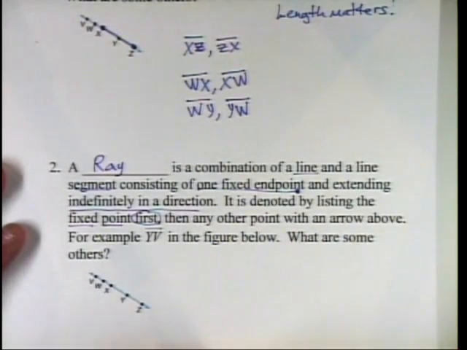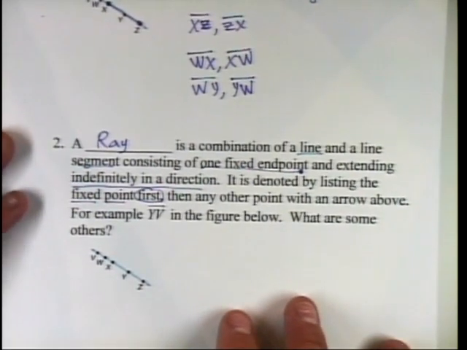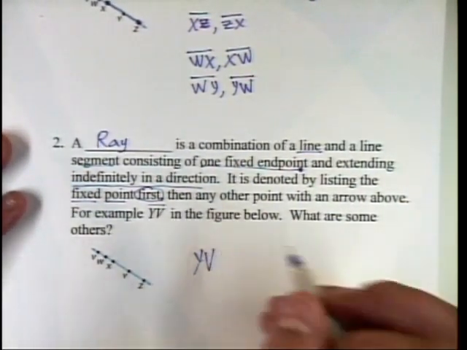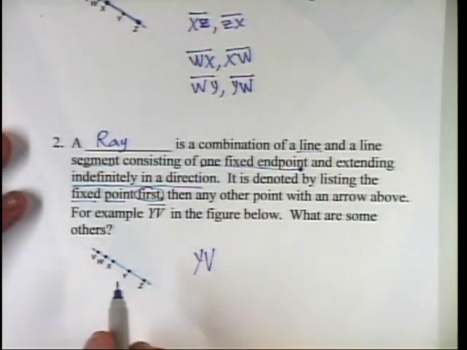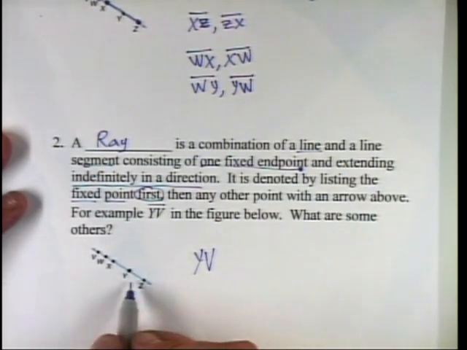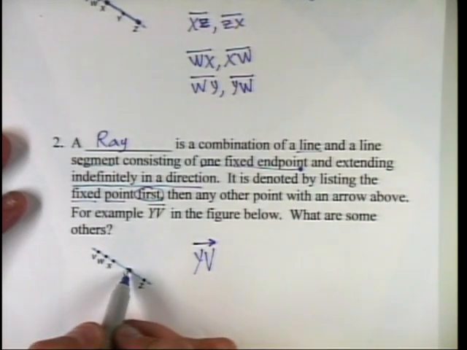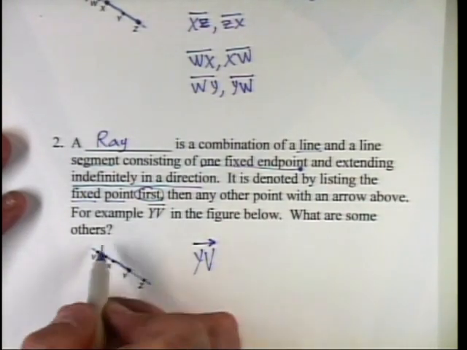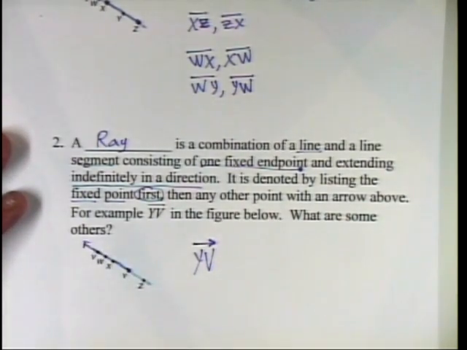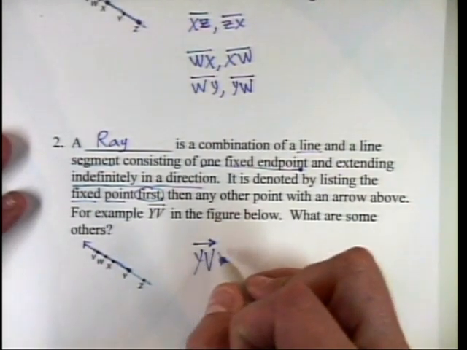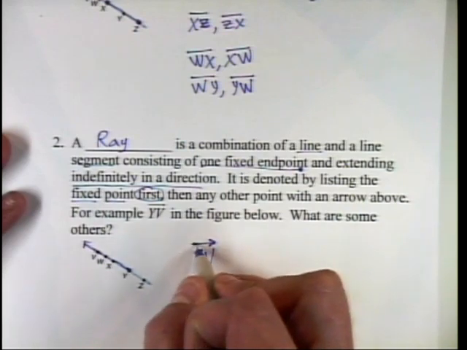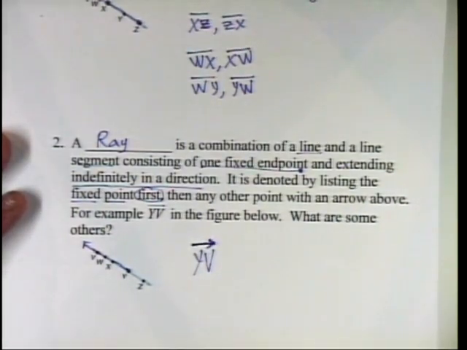For example, in the diagram below, using the same diagram, ray YV. Okay? If I'm starting with Y, that means my ray is beginning at point Y and moving in the direction of V, this way. And it extends past V towards infinity, or infinitely past that point V. So in this case, Y has to be the starting point, and the arrow that I draw above is kind of a combination of the segment and the line. It's fixed on the starting point, and it extends indefinitely over the other point.